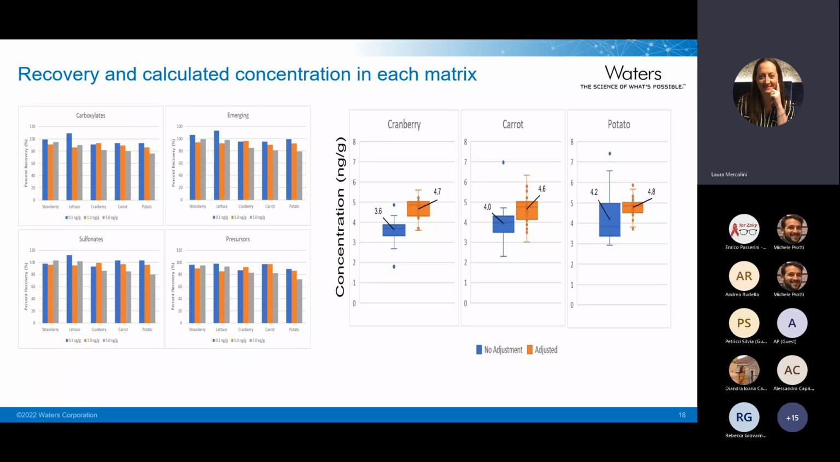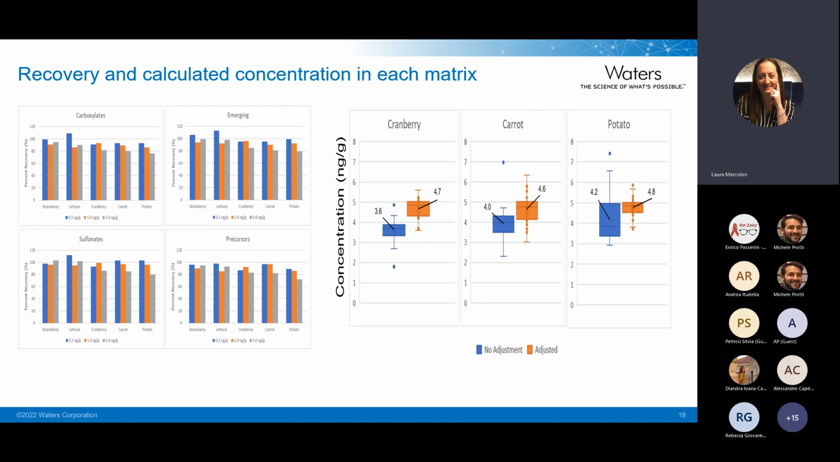So, speaking about recovery, we don't have any problem reaching enough recovery for different matrices and for the 4 different classes of PFAS. And in terms of accuracy, as usual in this kind of analysis, also in environmental, we are able to be accurate if we run isotope dilution with internal standard. As you can see, without internal standard, we are not so close to the real value in terms of quantitation. Using internal standard, we are very close to the real value.